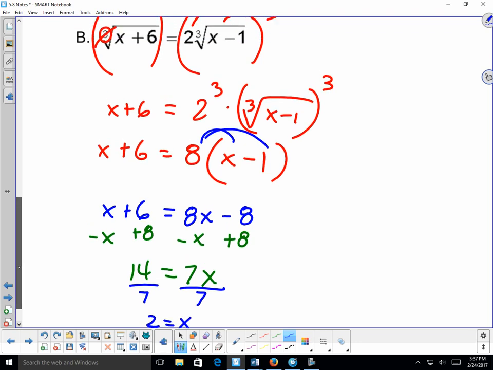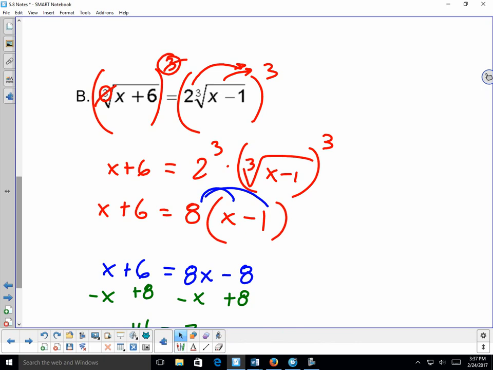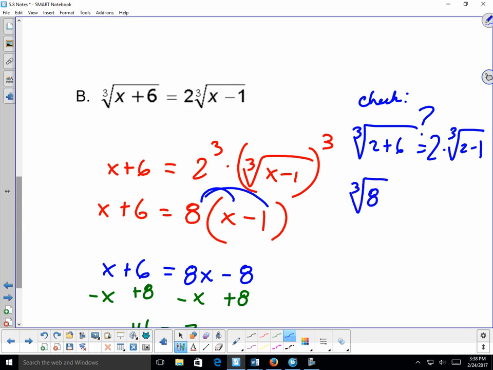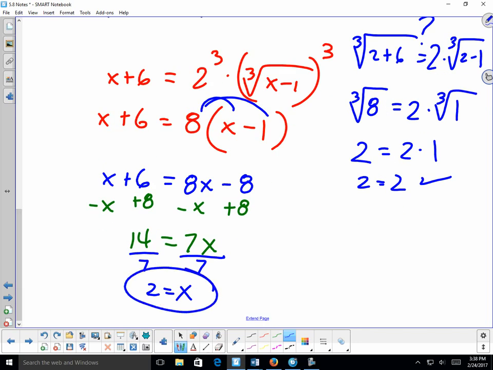We need to check to see if 2 is a solution and not an extraneous solution, so let's plug 2 into our original equation. You always need to be checking. So for our check, I'm going to do cube root of 2 plus 6. Is that equal to 2 times the cube root of 2 minus 1? Well, 2 plus 6 is 8, so I get the cube root of 8, which I know is 2, because 2 cubed is 8. And on the right side, I get 2 times the cube root of 2 minus 1 is 1, and the cube root of 1 is 1. So I do get 2 equals 2, which works, which means we like this solution of x equals 2.